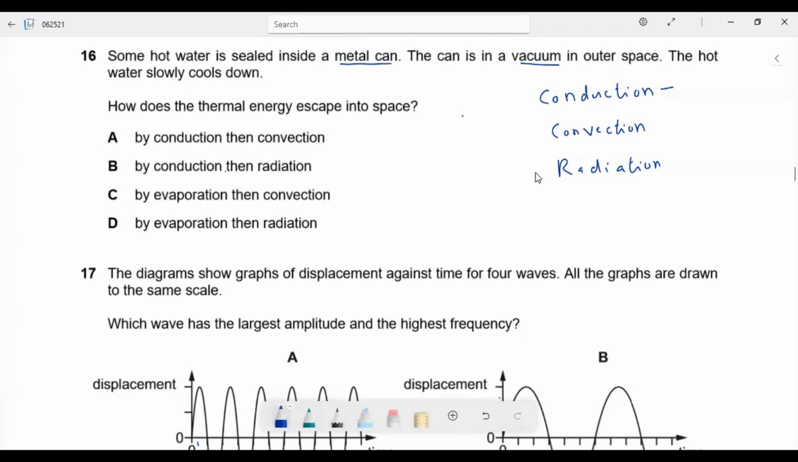Suppose the energy is escaping through contact or through solid particles, it is conduction. Through liquid means it is convection. Through air or vacuum means it is radiation. So here the water is kept inside a metal can. So first it escapes through the metal can, that is a solid, so it is conduction, then through vacuum, then radiation. So the right answer is B, by conduction, then radiation.